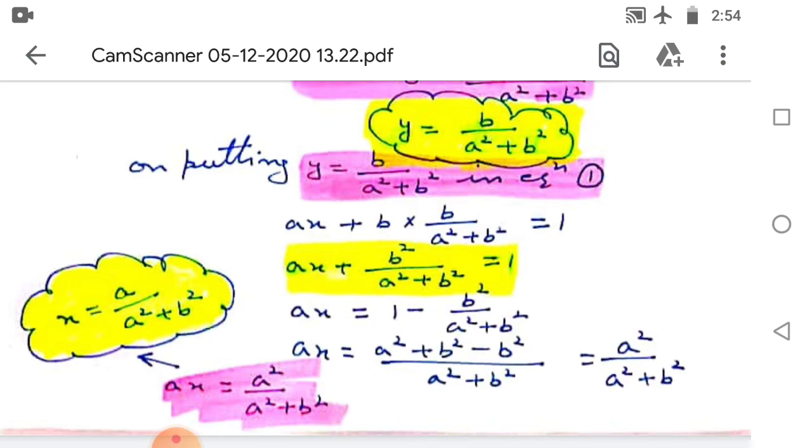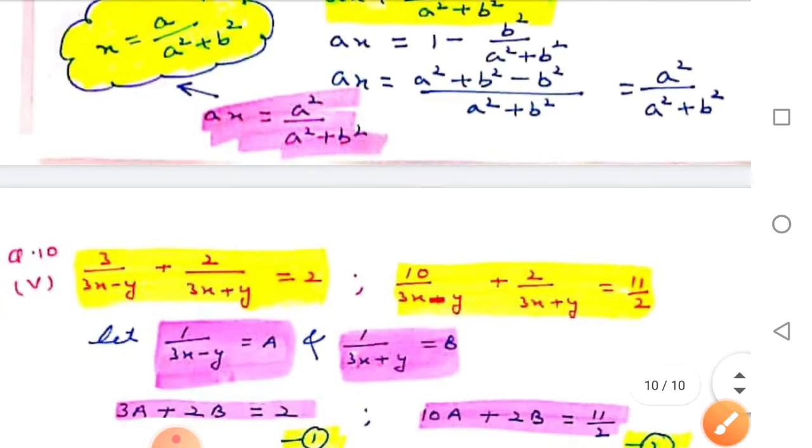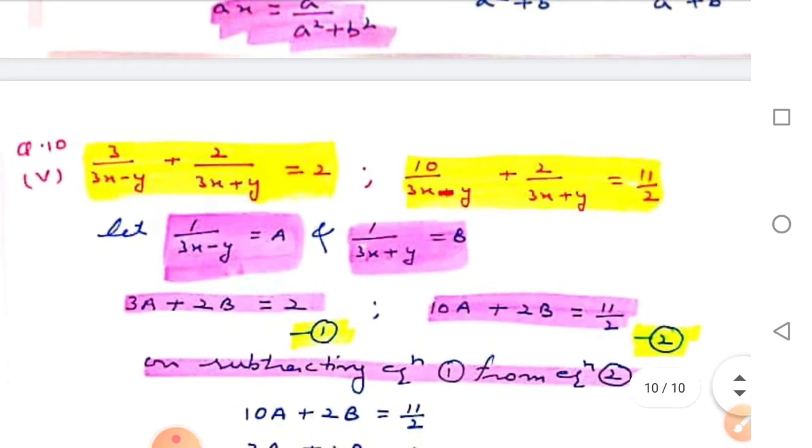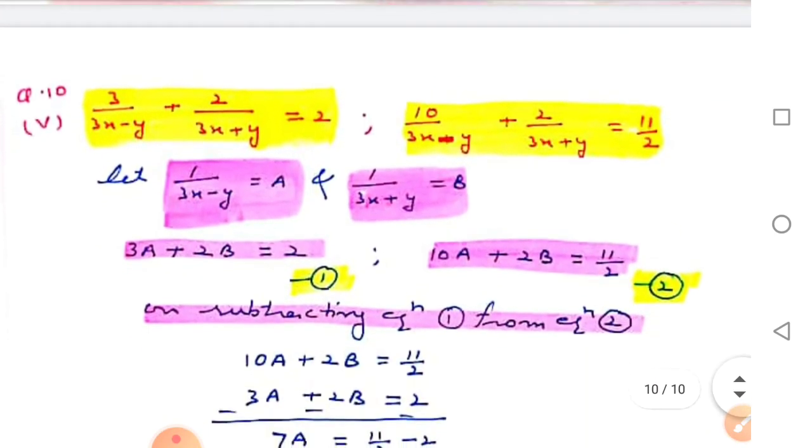Clear? Now come to the fifth part of question number 10.